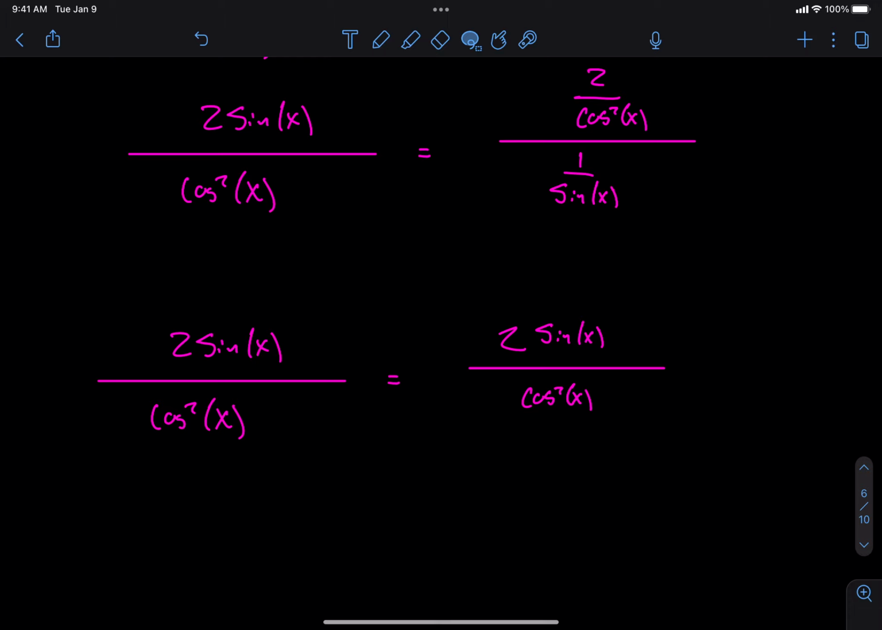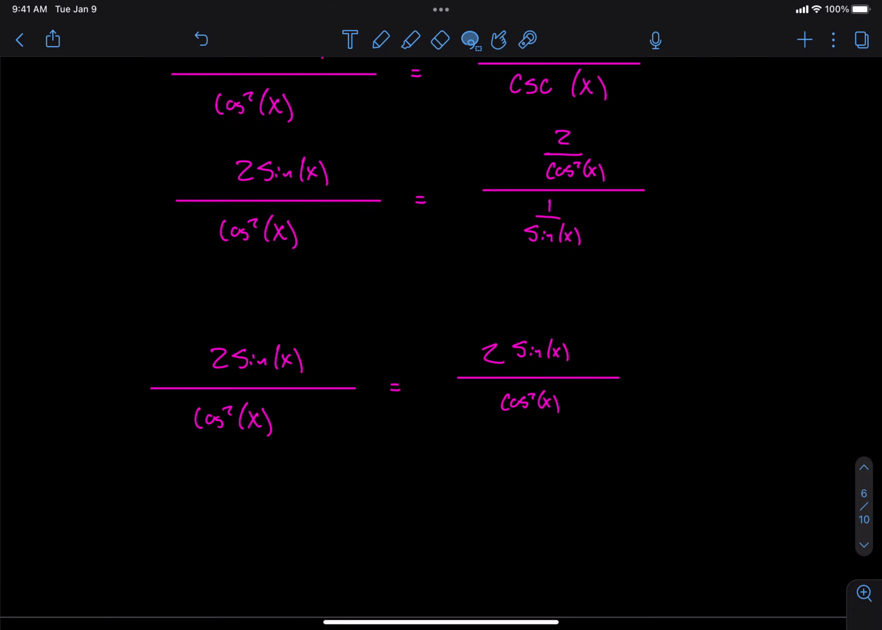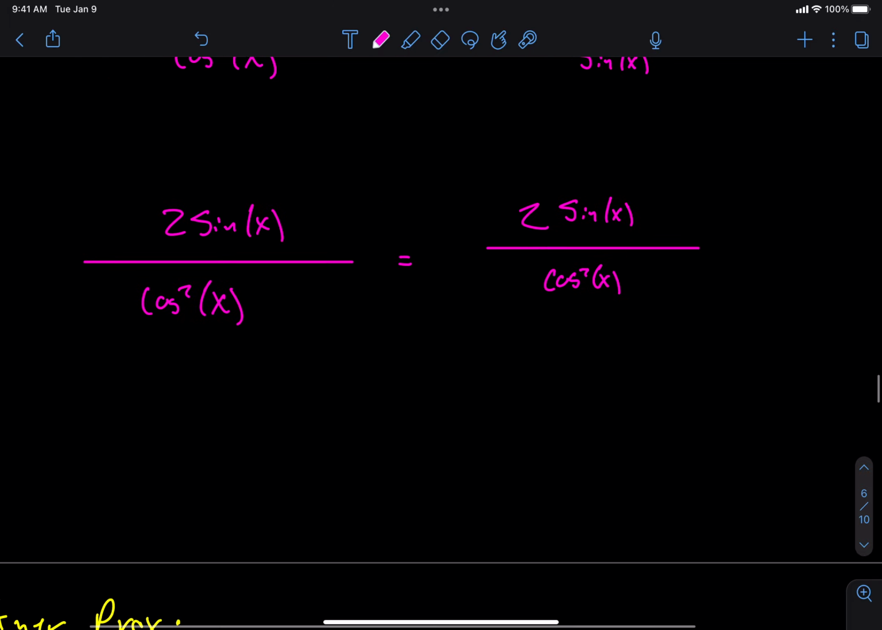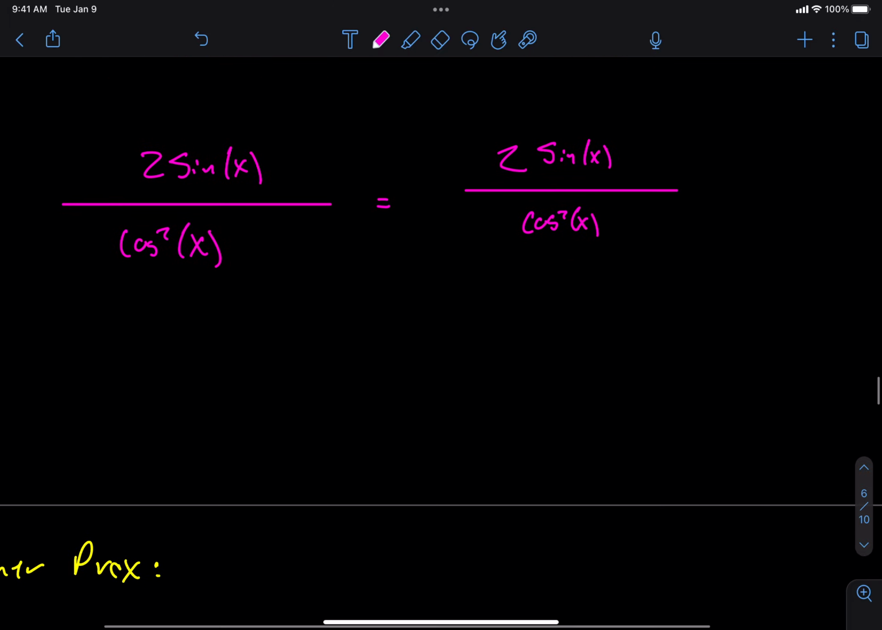Okay, that was kind of an elaborate procedure there. But the idea is, look, dividing by 1 over sine is the same as multiplying by sine over 1. Yes? So the numerators get multiplied, that's how we get 2 sine x. The denominators get multiplied, that's how I get cosine squared x. And I can stop now, because this is clearly true.